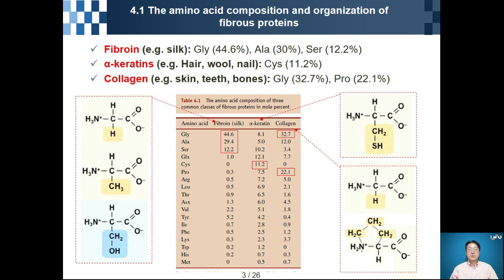In this slide we summarize the amino acid composition and organization of fibrous protein. Once again, in fibroin the main components are glycine, alanine, serine. These three amino acids have very small side chains. How about keratin? Compared to fibroin and collagen, keratin has a higher cysteine percentage. And collagen has a higher glycine and higher proline percentage. I will explain later why fibrous proteins have these kinds of characteristics.